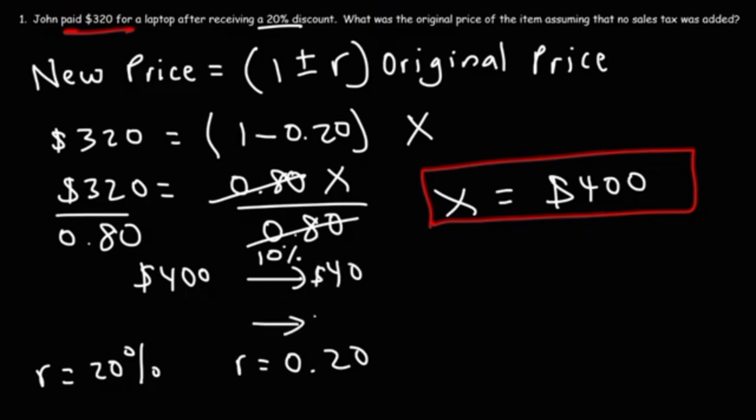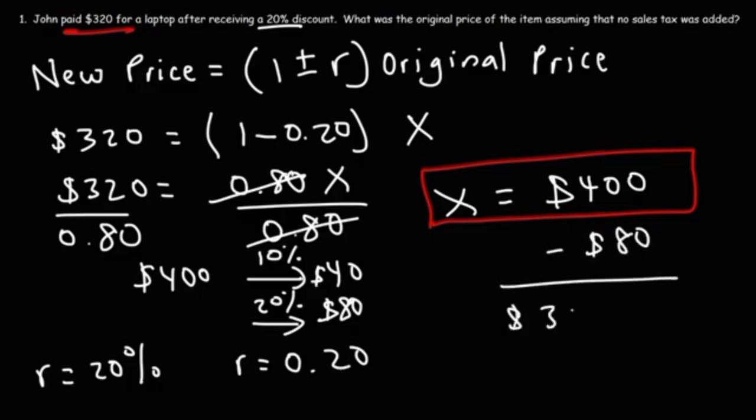So 20% of 400 is twice the value of 10%, which is 40. Twice the value of 40 is 80. So that's 20% of 400. So if you take off $80, this will give you the new price of the laptop after the discount, which is $320. And so that's a quick way that we could use to check our work. But the final answer for this problem, the original price, is $400.